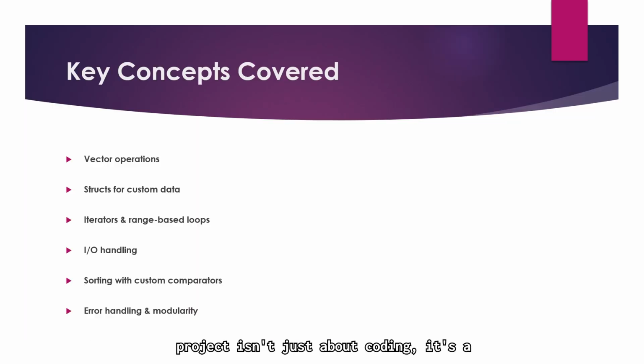This project isn't just about coding, it's a structured review of essential STL concepts. First, we will revisit vector operations like push_back, indexing, and iteration. You will also learn how to define and use structs to represent student data. Iterators and range-based loops will come into play when displaying or modifying data. Input and output handling will be key for interactivity. We will also explore sorting using custom comparators, which introduces more advanced vector manipulation. And finally, you will practice organizing your code into modular functions, a crucial step for writing clean, maintainable code.